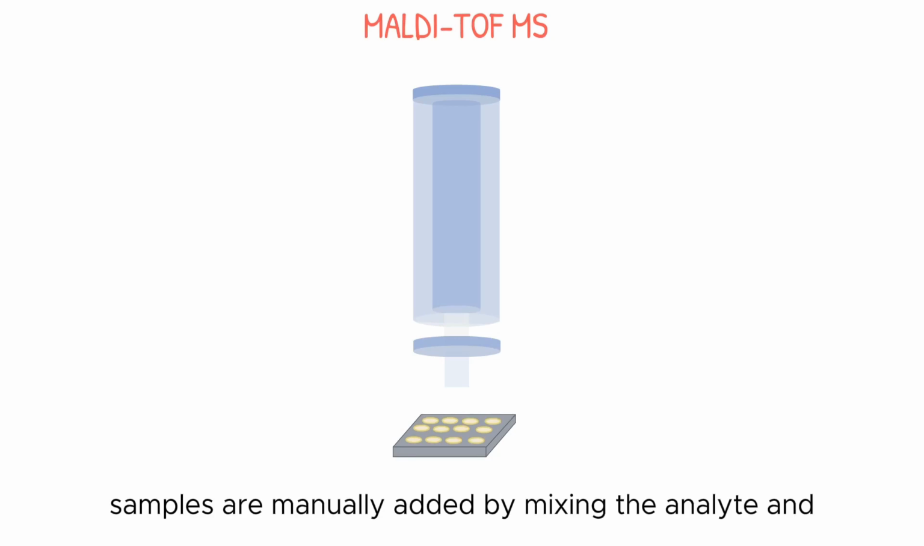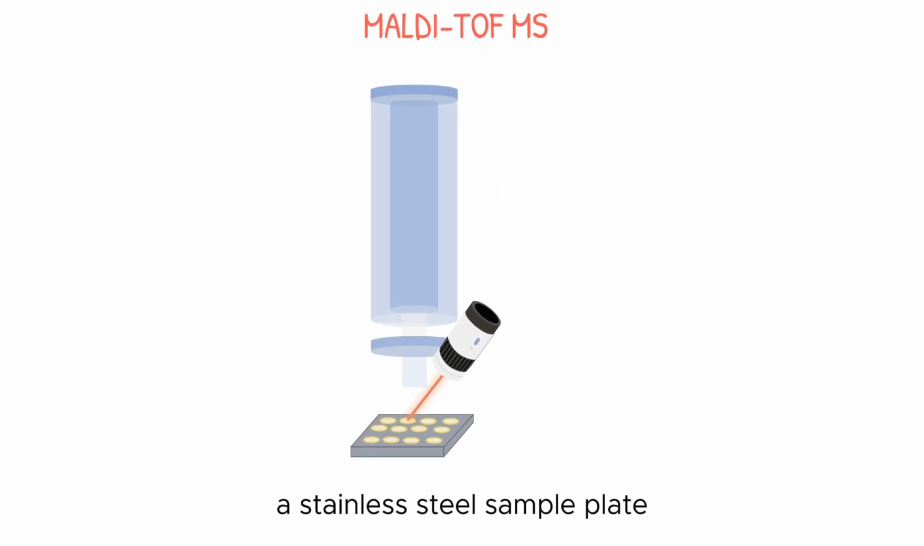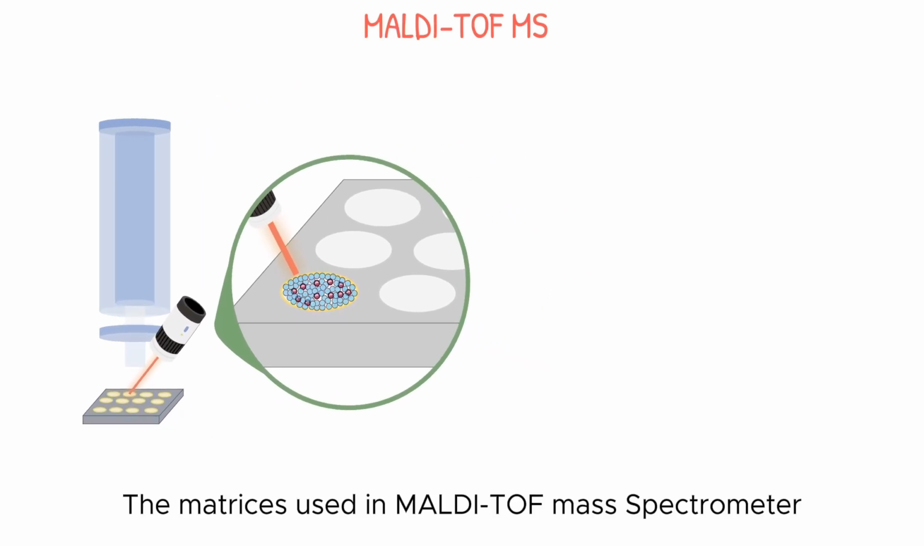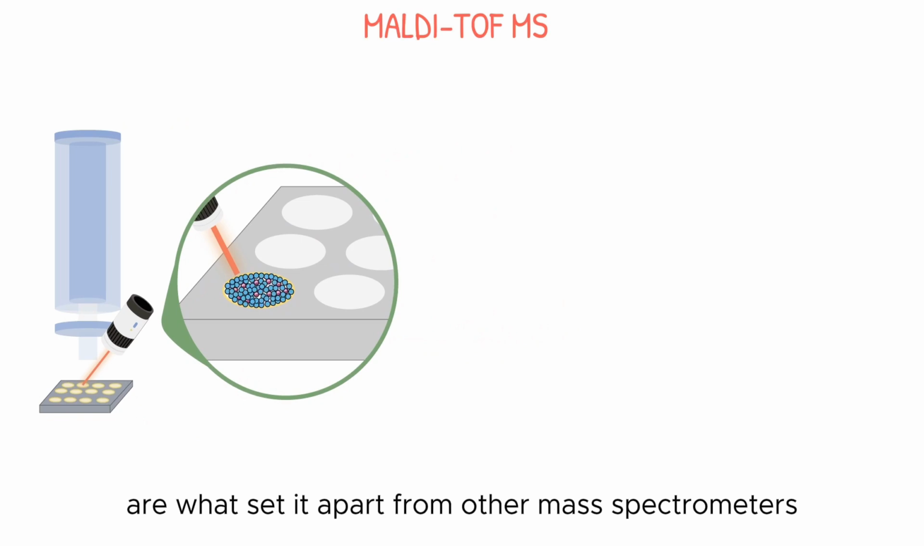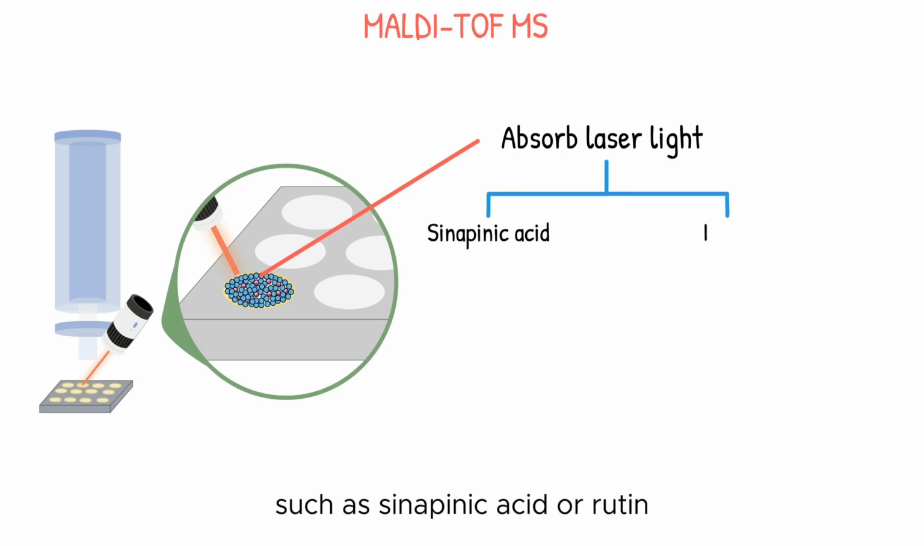Generally, samples are manually added by mixing the analyte and matrix solution and pipetting it directly into a stainless steel sample plate. However, some high-throughput laboratories may use an autosampler. The matrices used in MALDI-TOF mass spectrometer are what sets it apart from other mass spectrometers. They are usually compounds that can absorb laser light, such as cinnamic acid or rutin.